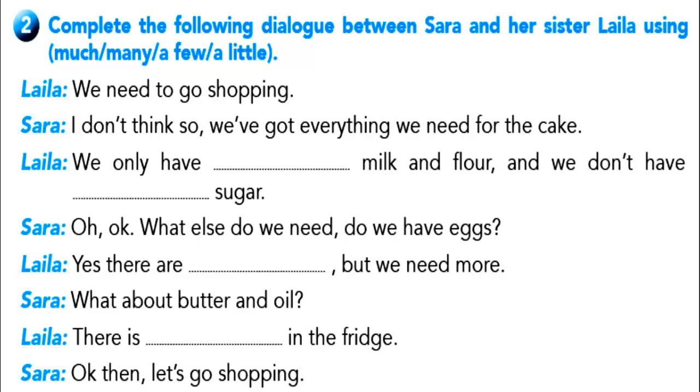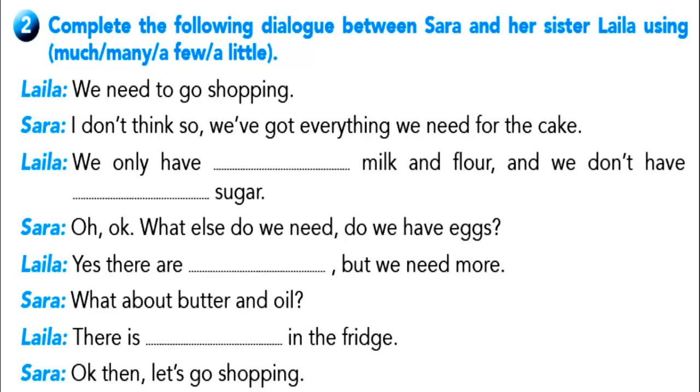Let's move to exercise number 2 here. We want to complete the following dialogue between Sarah and her sister Layla using much, many, a few, and a little, as we have discussed this rule before. Layla says what here? We need to go shopping. Sarah says, I don't think so. We've got everything we need for the cake. Layla, we have space here.